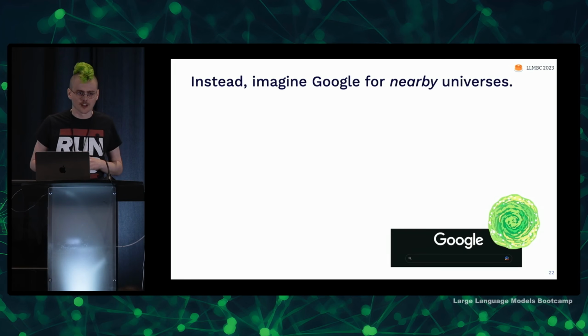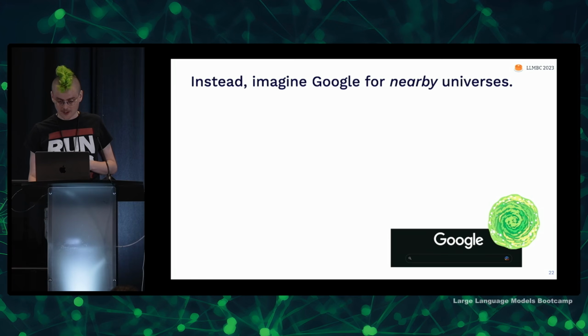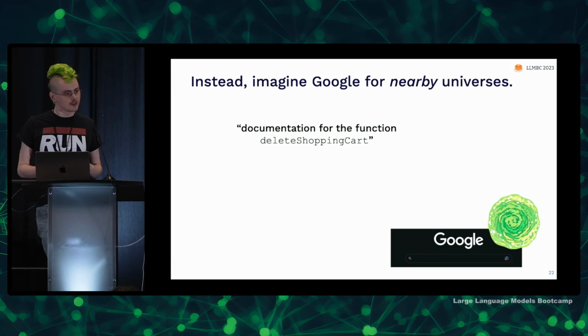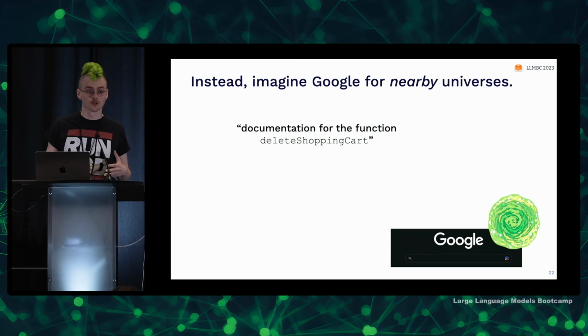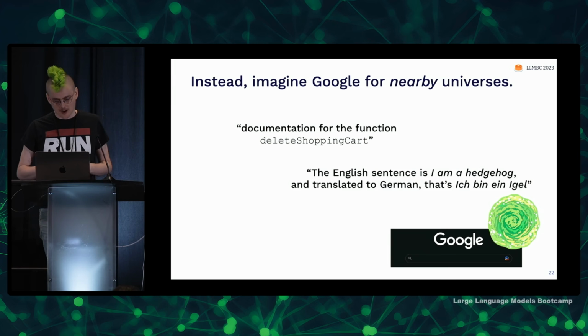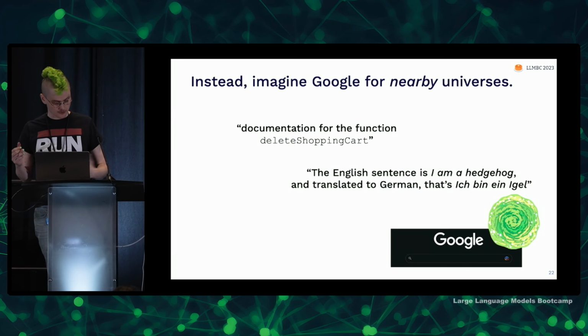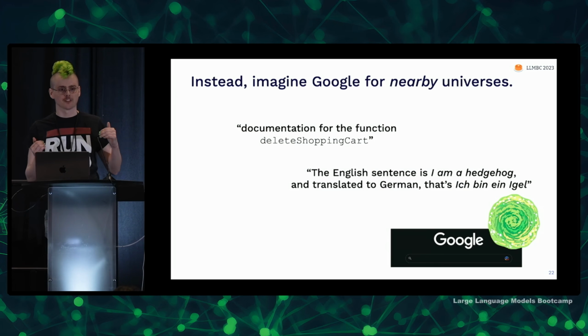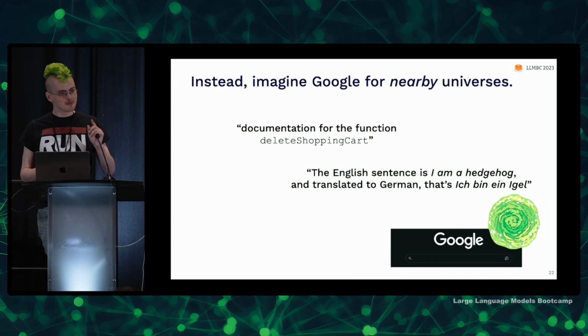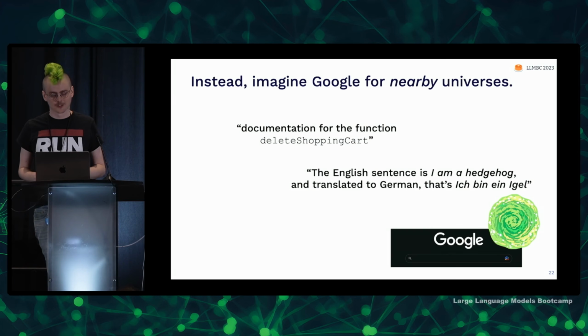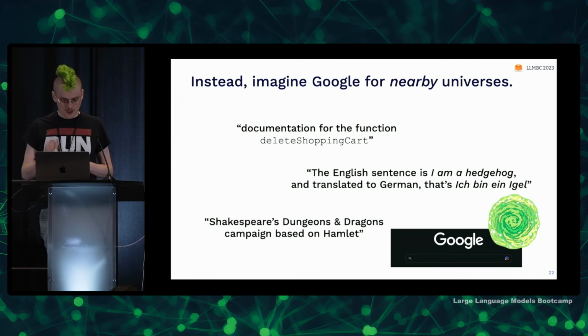So it's a little bit more like you're running Google on nearby universes. People have written documentation for lots of functions, but they haven't written documentation for your function to delete shopping carts. People have written tutorials on how to translate between English and German, but they haven't done the specific example of the sentence "I'm a hedgehog." But maybe in some nearby alternate universe there would be a language tutorial that uses this as a translation example. So you type in the beginning of your sentence and you pull the rest of it.